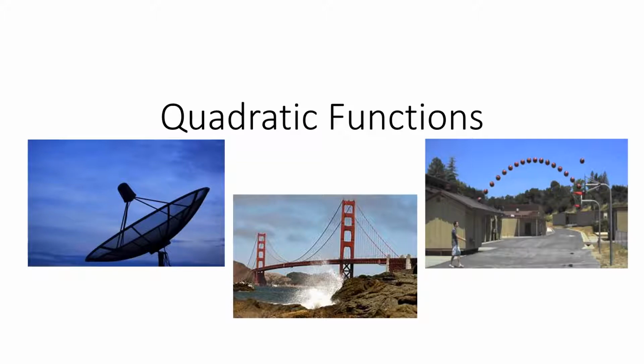You can see some of the images I have here. We have a satellite dish. The shape of a satellite dish is a parabola. It's a very important quadratic function that we use whenever we talk on the phone, whenever we use the internet. That all involves satellites. You can see here the Golden Gate Bridge. Those cables are in the form of a parabola. Parabolas are very important for engineering purposes to hold things up.